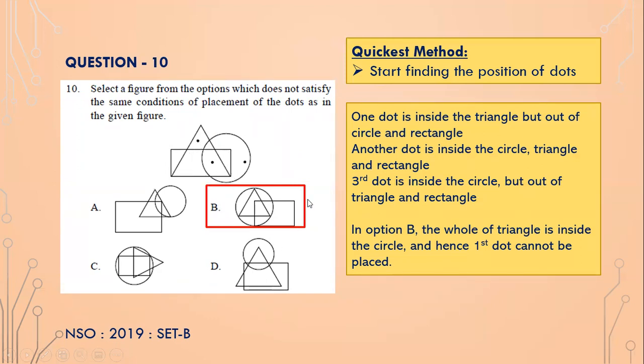So in option B, the whole of the triangle is inside the circle, isn't it? The whole of the triangle is inside the circle. So you cannot fit this dot. You cannot fit the first dot because the first dot says that it is inside the triangle but out of the circle. But here, you cannot place any dot because the whole of the triangle is inside the circle. So you cannot satisfy the first condition.